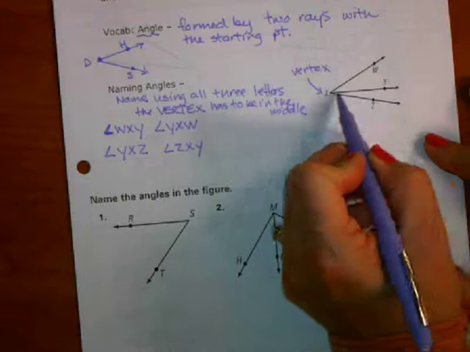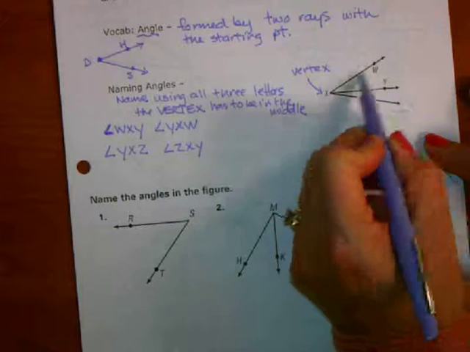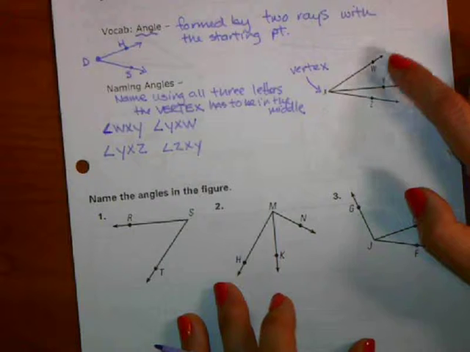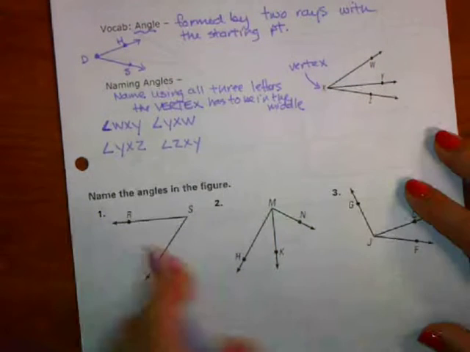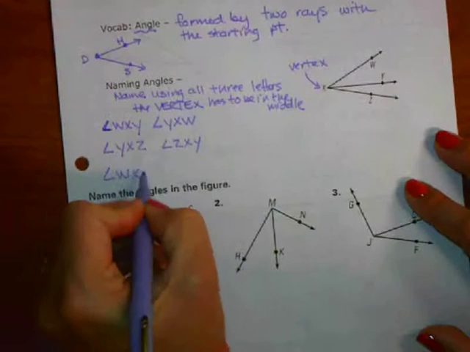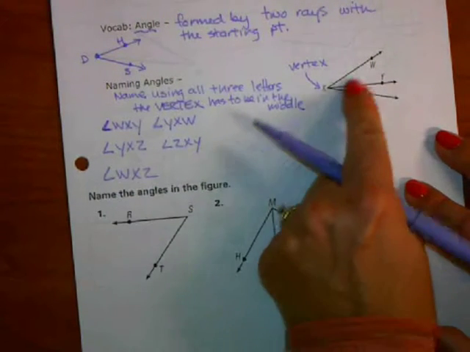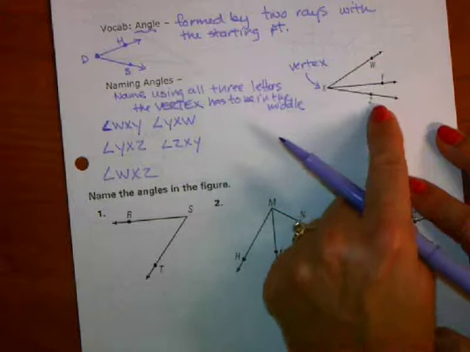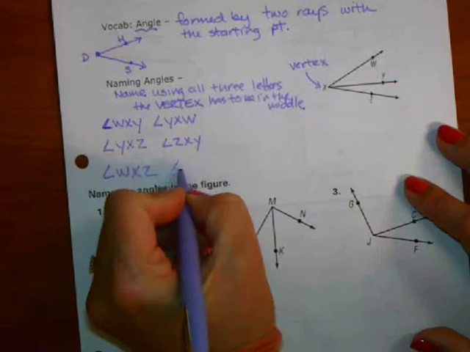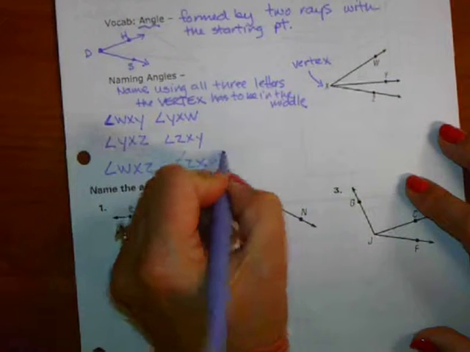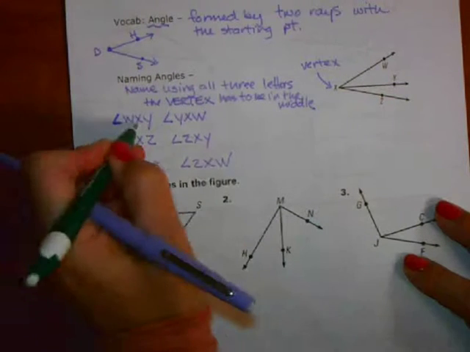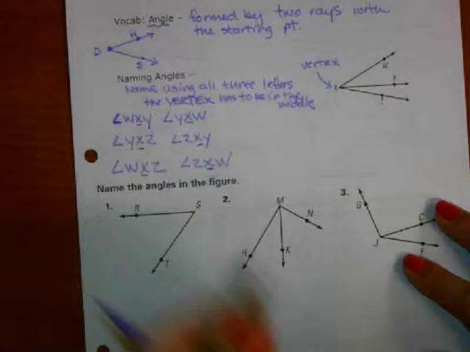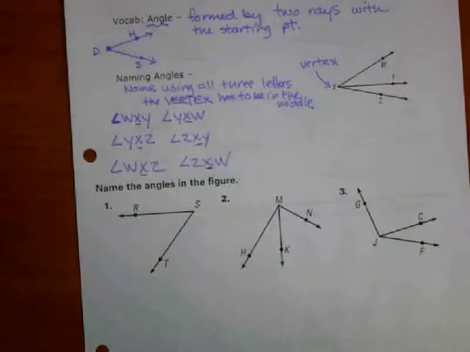Isn't there a big one here as well? How would I name that one? Start on the outside. Right on. WXZ. See, there's that big angle as well. And what's another way to name that one? Katie, ZXW. Absolutely. What do you notice here? Where is X in all of them? In the middle. The vertex is in the middle.